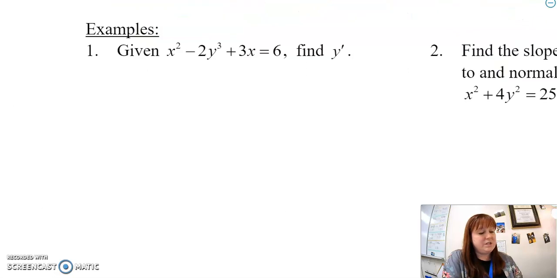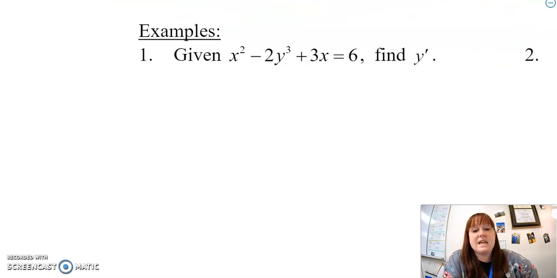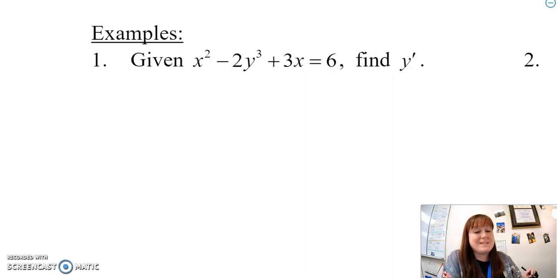Given this function, find y prime. Now this is an implicit function because y cannot be taken and made by itself. So we're just going to take the derivative of both sides. See, we're not used to taking the derivative of both sides because when we take the derivative of y, it just becomes dy dx. But we're going to take the derivative of both sides.